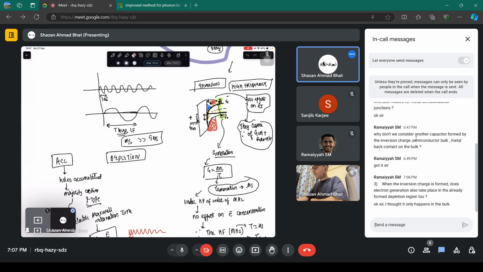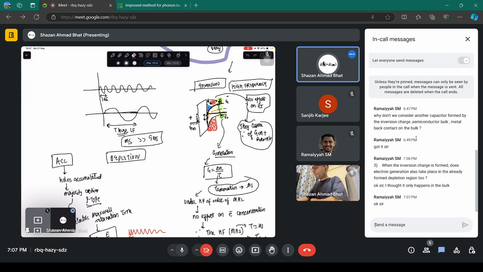You're right. But if it gets generated just near this banded region, those electrons are going to drift down very fast and go into this well. It's like a well for electrons. This is like a well for electrons. Okay.